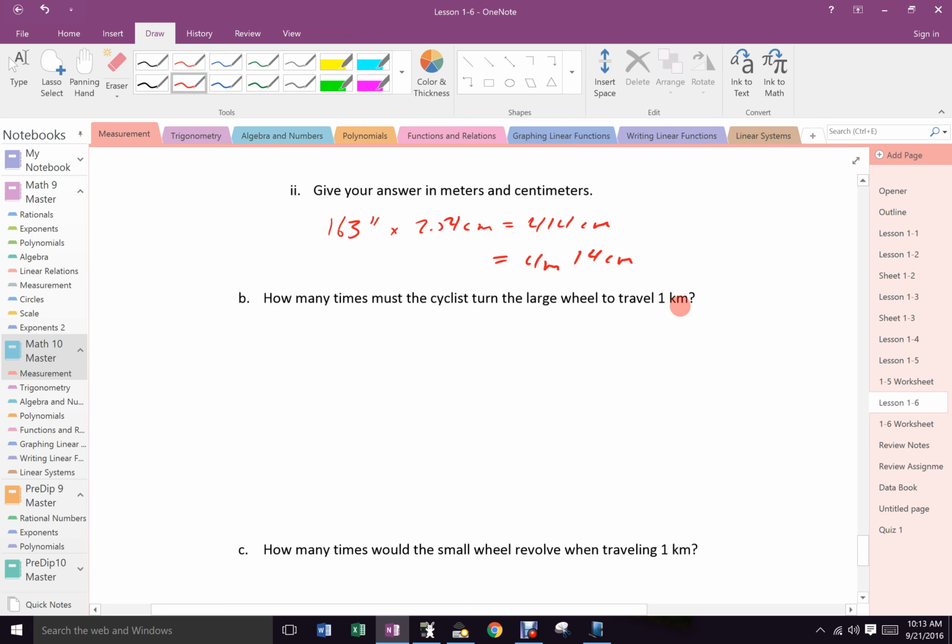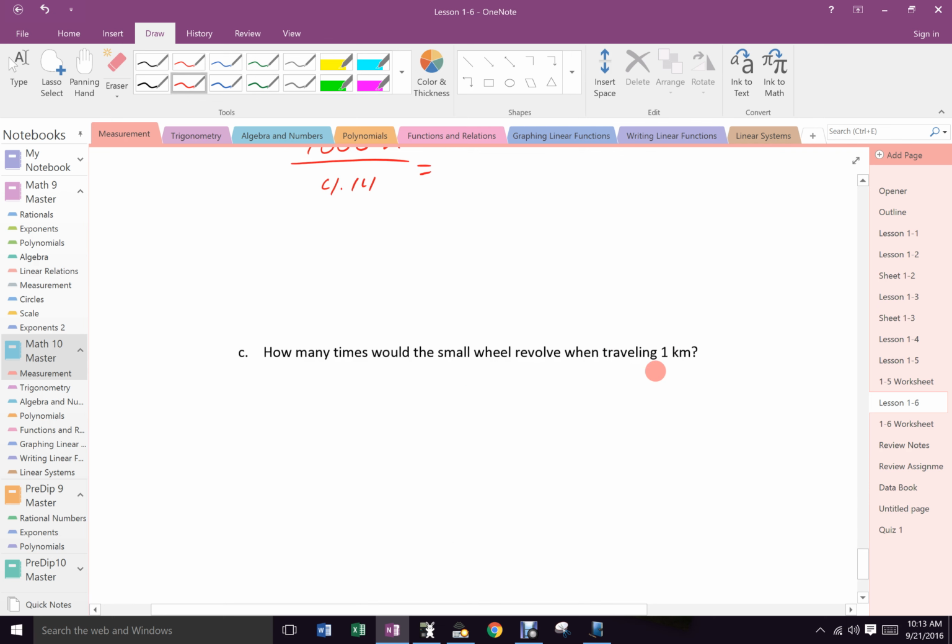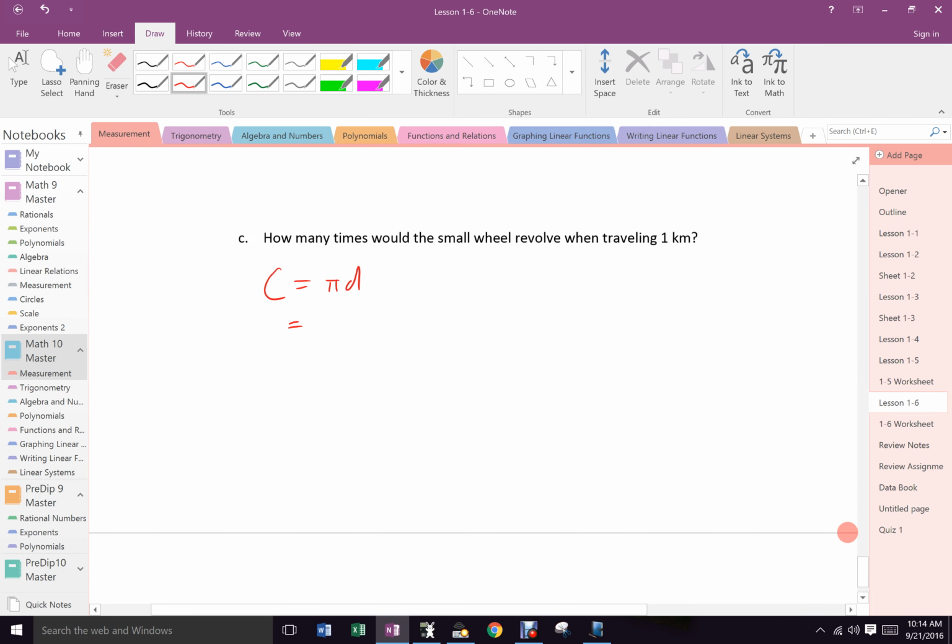How many turns to go a kilometer? Well, if I can go 4.14 meters in one turn, I need to go 1,000 meters divided by 4.14, to get whatever that is. And then how many times for the small wheel? You need the circumference of the small wheel, which is pi d again, which is 18. So it's 18 pi. So it's 1,000 divided by 18 pi. Then I have to turn that into centimeters. Cool?